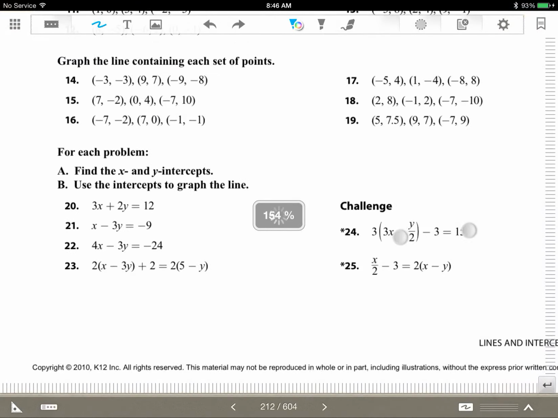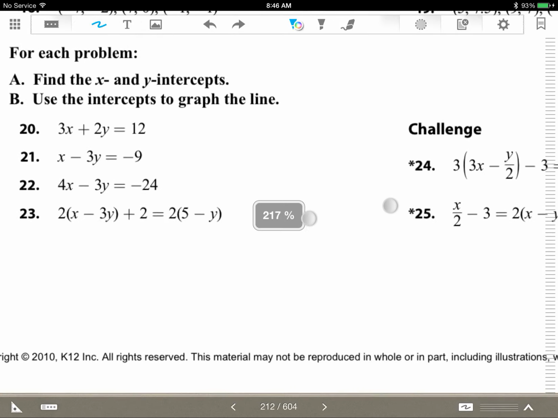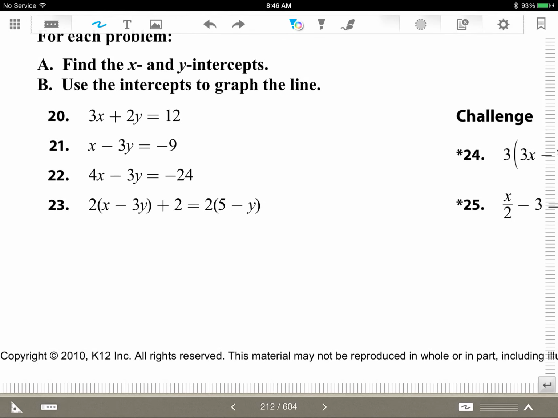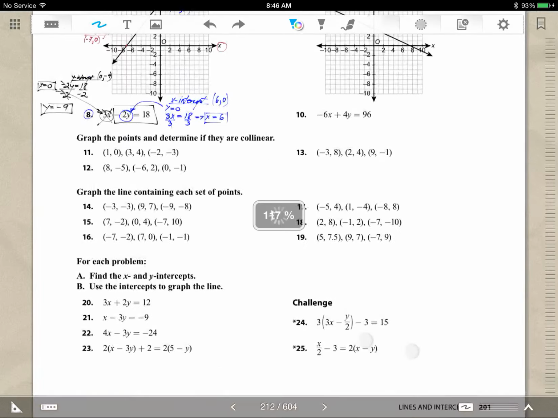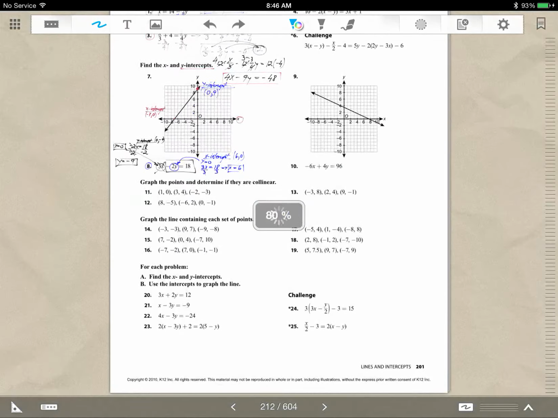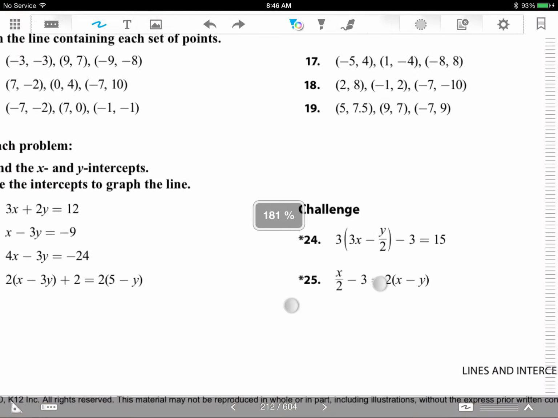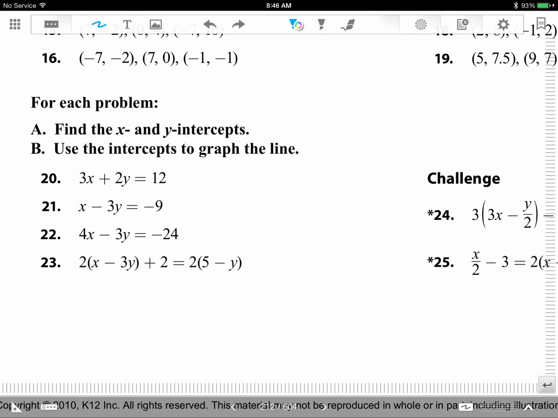Okay, problem number 22-25. You need to find the x and y intercepts. Use the intercepts to graph the line. What this is telling you is that if you have the x and y intercept, you plot them both on your two axes, and then you just draw a line through them, and that will be the graph of your line. The easiest way to graph a line most of the time.